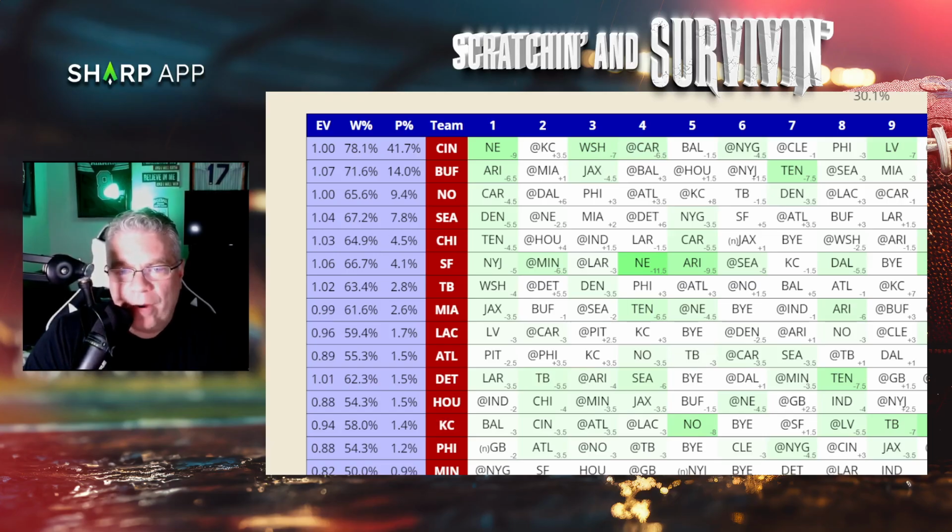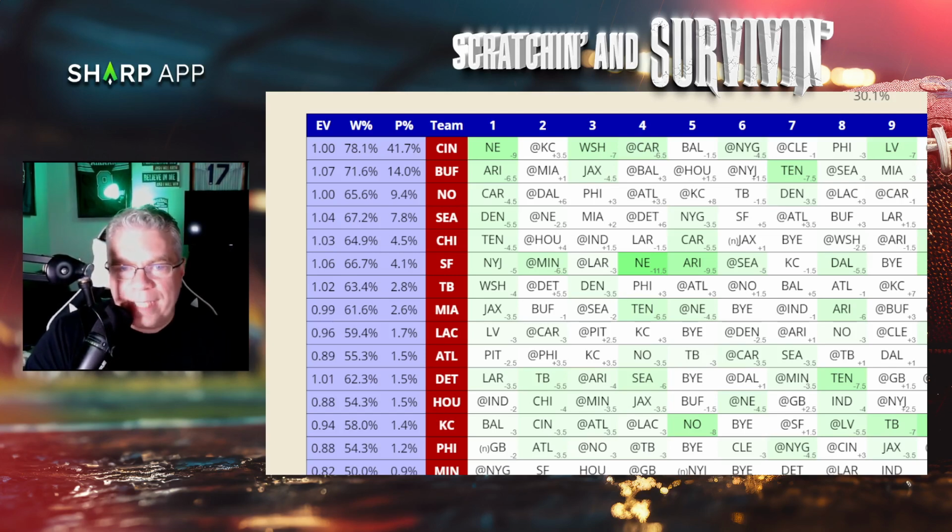They are against Carolina, 4.5-point favorites, 6.5-point favorite for Buffalo. Seattle getting 8%. They're 5.5-point favorite with Denver. The Bears getting some love here at 4.5%, also a 4.5-point favorite. San Francisco getting 4% and a 5-point favorite.